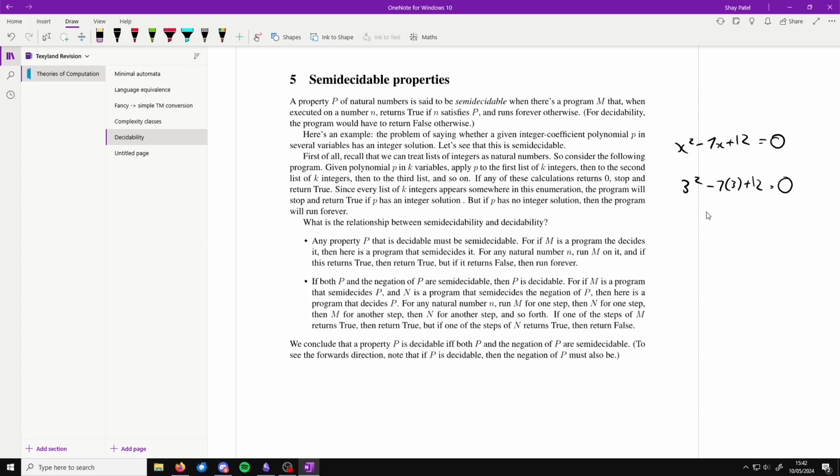Whereas if we have another polynomial, maybe something like this, I don't believe there is any integer x which satisfies it. The solution is going to be some real number, some decimal, or maybe some complex number. But we'd try every integer up to infinity. We'd never stop. We'd just keep looping and trying every integer, and so this would just hang. It wouldn't actually return false, but it would only return true if there is some integer eventually. So this is an example of a semi-decidable problem.